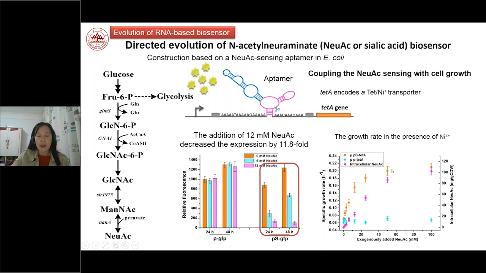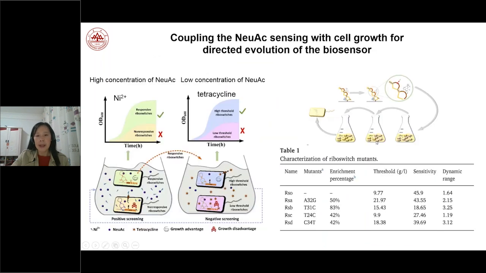Using this sensor, we did directed evolution of the aptamer, and we screened the mutation library in a growth-based manner, and after several rounds of growth-based selection, we have obtained several mutations which can sense a higher amount of sialic acid and have a much better dynamic range.